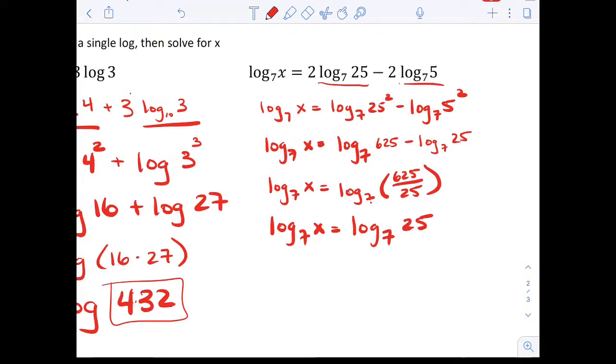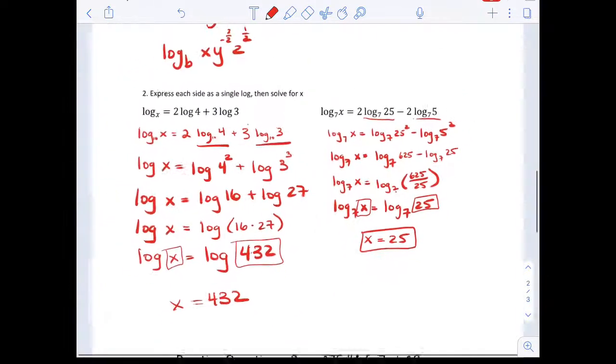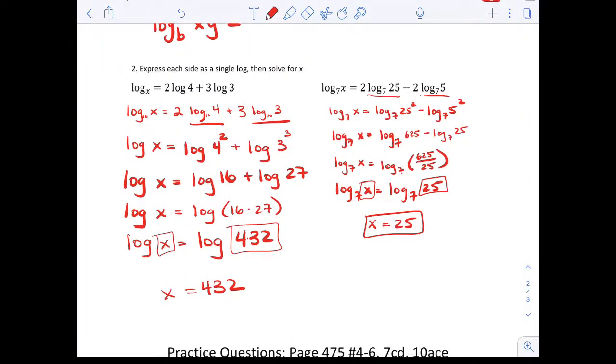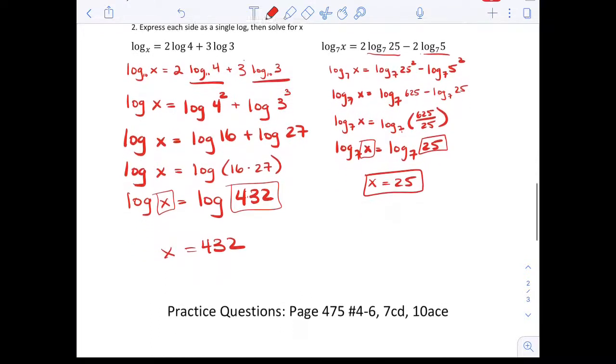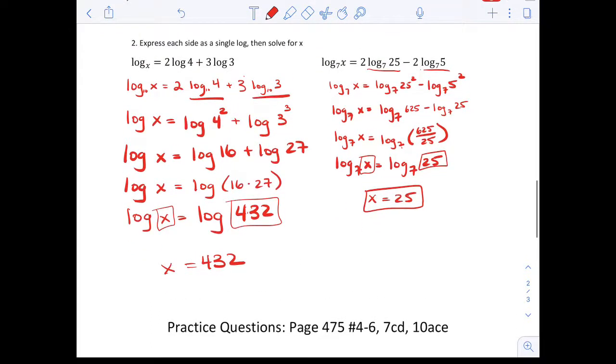And I look at the left and right side and say, well, I equate them. Well, this x is in the spot that 25 is in on the right side. So x must be equal to 25 because everything else is equal. And we solved for the left and right side. So that's this section here.